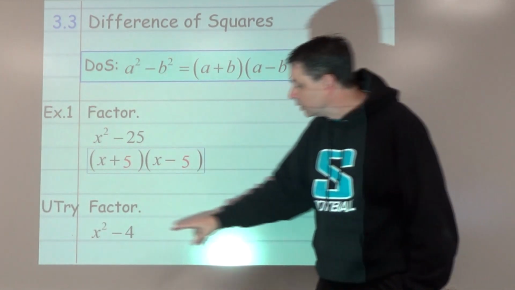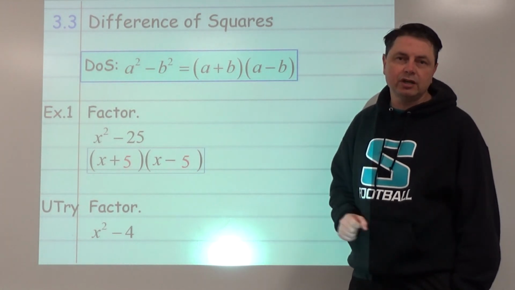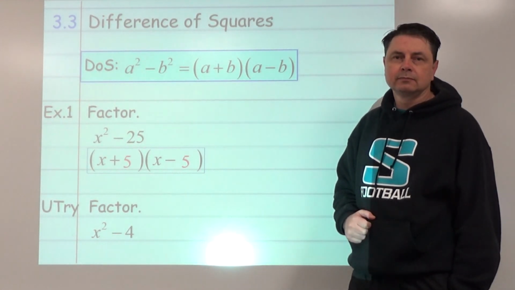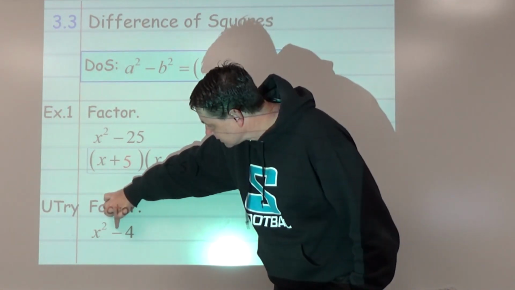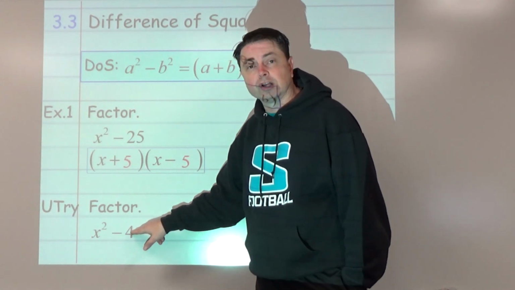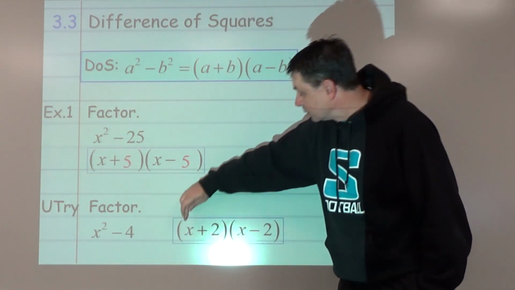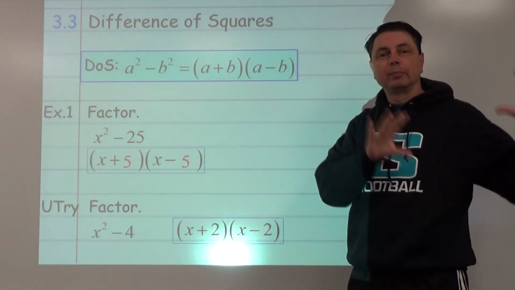Go ahead and try this one. Factor x squared minus 4. Pause here until you have it. That one's also a difference of squares. Minus. X squared is a square. It says it in its name. 4 is also a square. So it becomes x plus 2, x minus 2 in the parentheses.